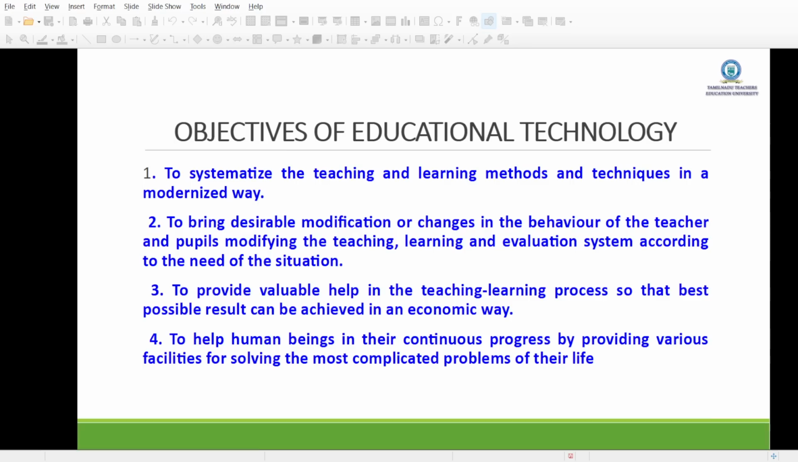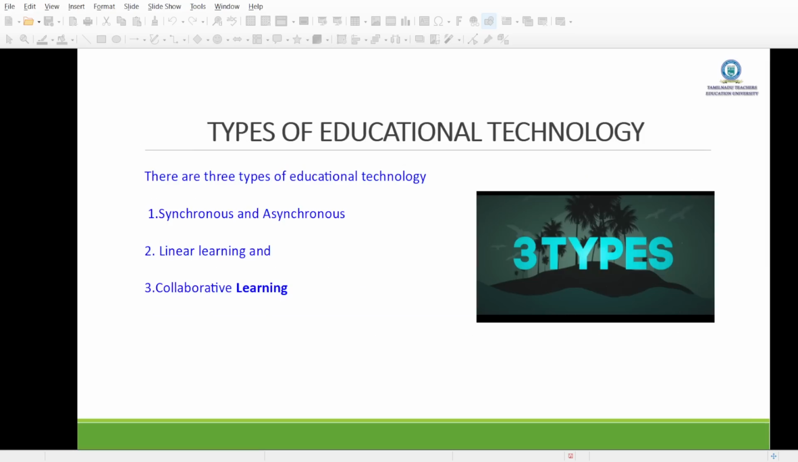Third objective is to provide valuable help in the teaching learning process so that the best possible result can be achieved in an economic way. The fourth objective is to help human beings in their continuous progress by providing various facilities for solving the most complicated problems of their life.